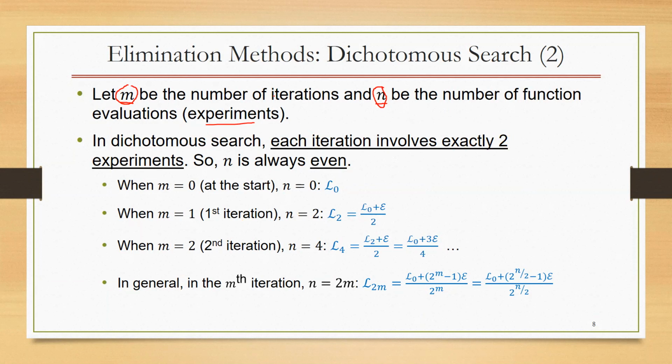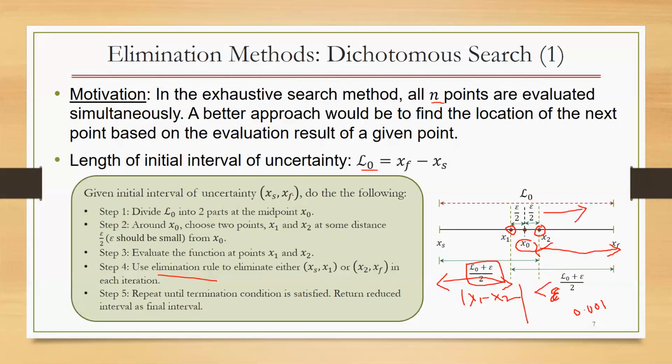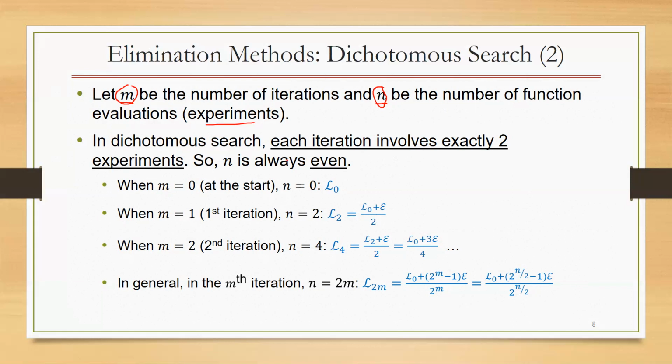Okay. So in the very beginning, when we have L naught, we haven't started anything yet. So there will be no iteration, so m is equal to 0, and we have no function evaluations. We are just given xs and xf. We do not evaluate any of the points. So m is 0 and n is equal to 0. So the length of the interval would be L0.